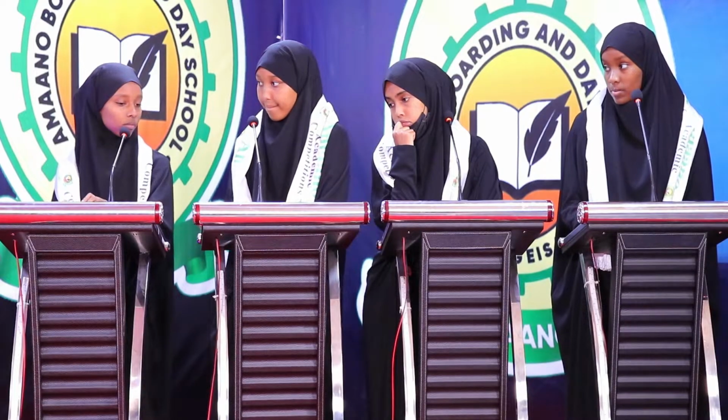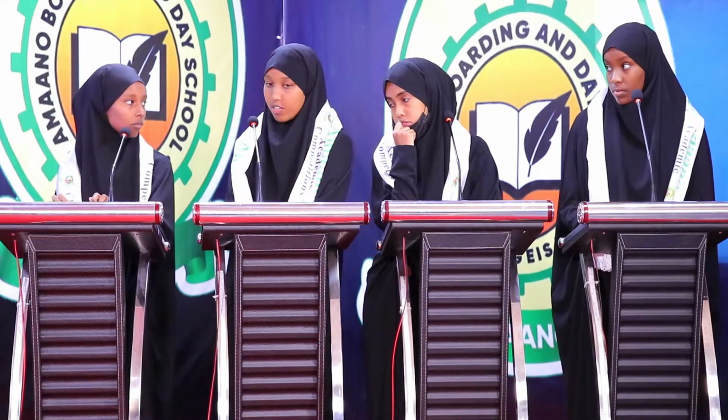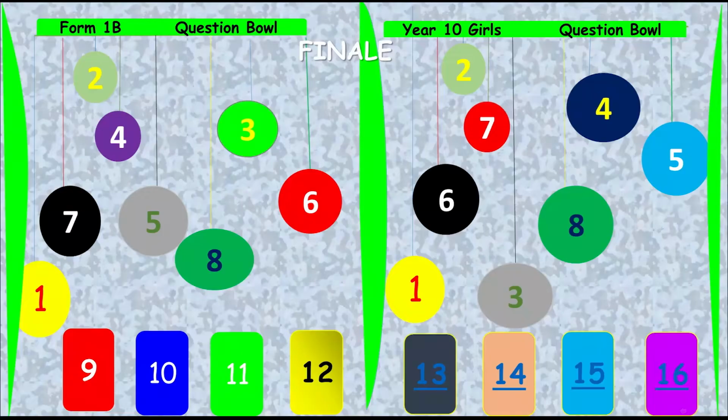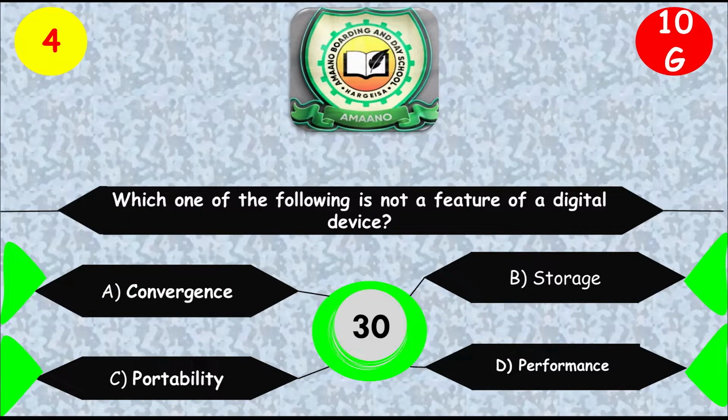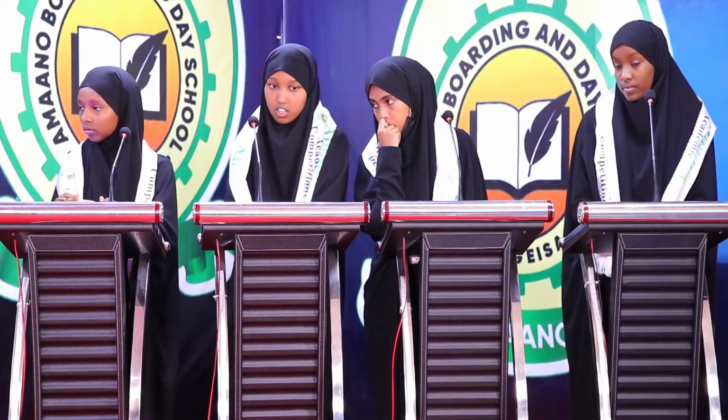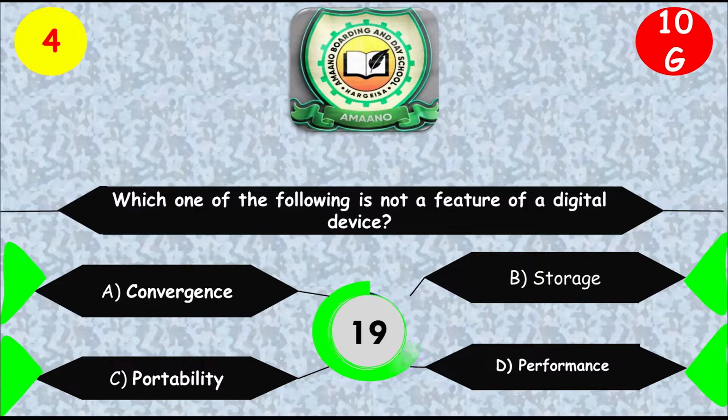Year 10. Question number 4. This is an ICT question. Which one of the following is not a feature of a digital device? A. Convergence. B. Storage. C. Portability. D. Performance. A. Convergence. That's correct.